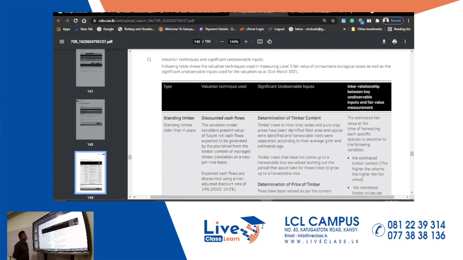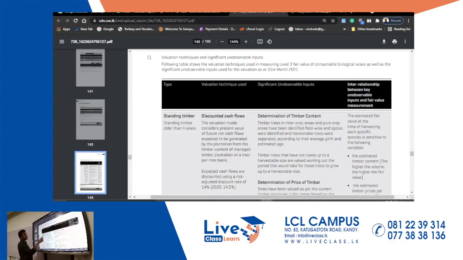Following table shows valuation technique used is in measuring level 3 fair value consumable biological assets as well as the significant unobservable input used. මේ බලන්න. Standing timber older than 4 years. Timber කියන්නේ පුතා මේ මොනවාද? ගස් හදන්නේ නේද? ඒගොල්ලෝ ඒවට ඒ කියන්නේ අවුරුදු 4ක් පරණ ගස් වලට discounted cash flows. The valuation model considered present value of future net cash flows expected to be generated by plantation from the timber content of managed timber plantation on a tree per tree basis.